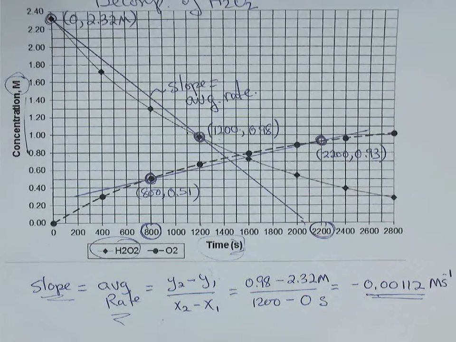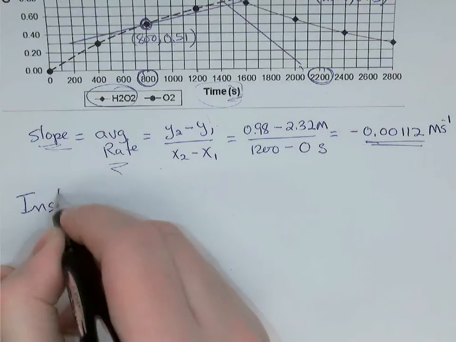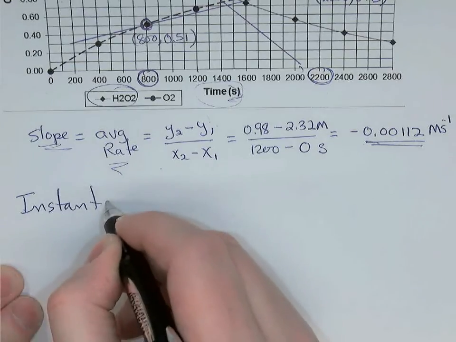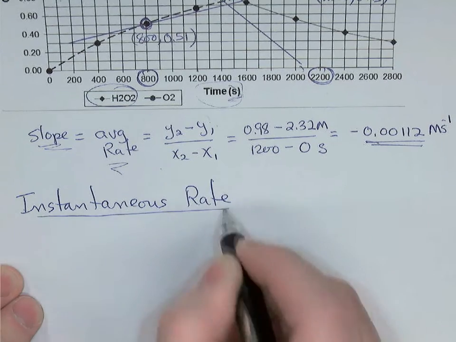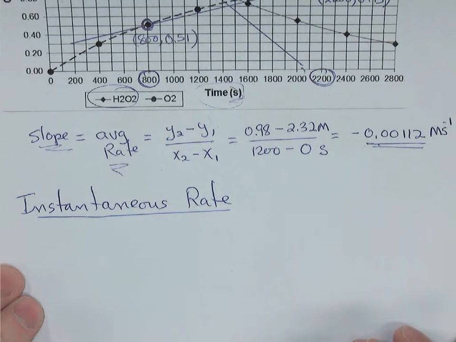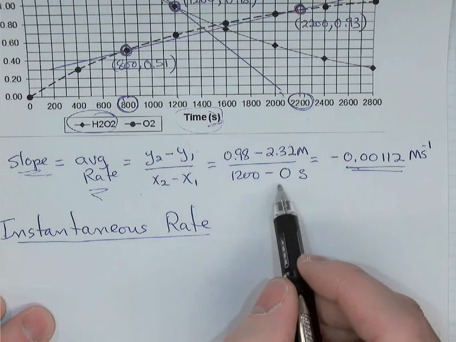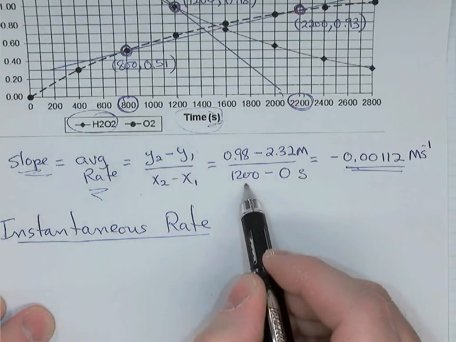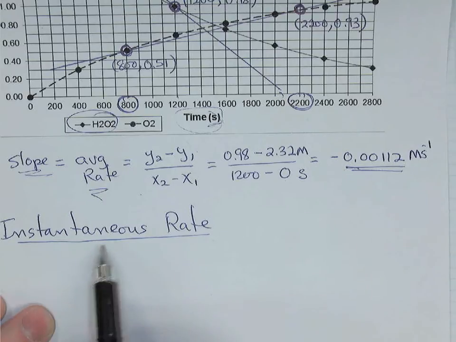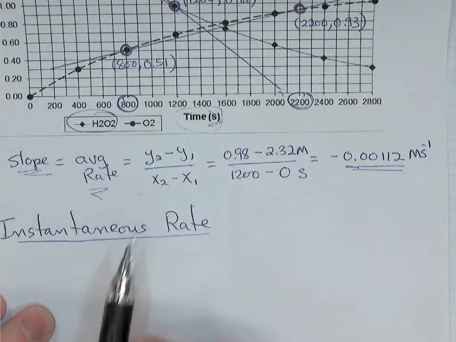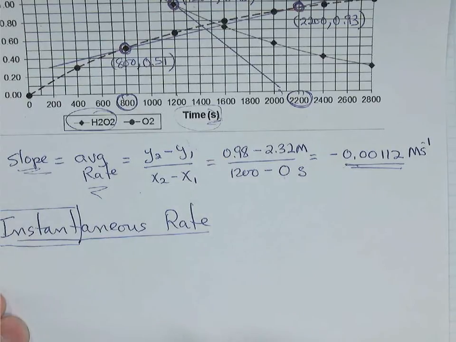What if we wanted to find an instantaneous rate? What's the difference between an instantaneous rate and an average rate? An average rate has to be over a time interval. For example, over 0 to 1200 seconds is how we found the average rate in the previous example. An instantaneous rate is not over an interval of time. Instead, it's at an instant in time. There's only one point where we're talking about an instantaneous rate.